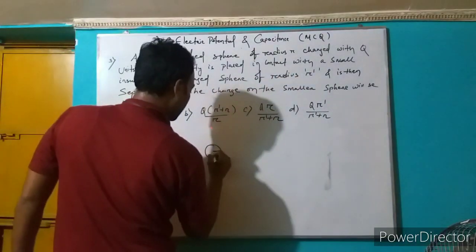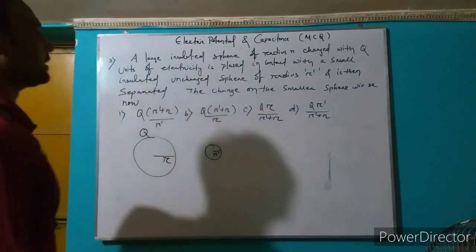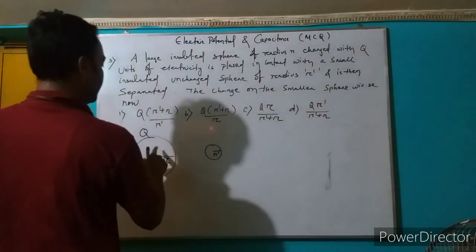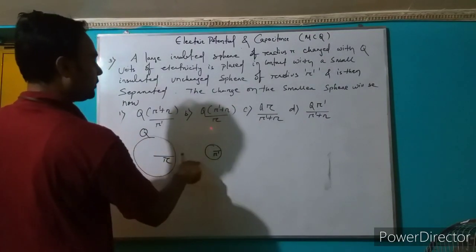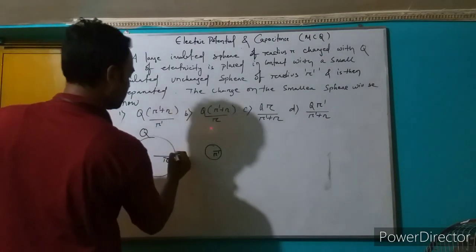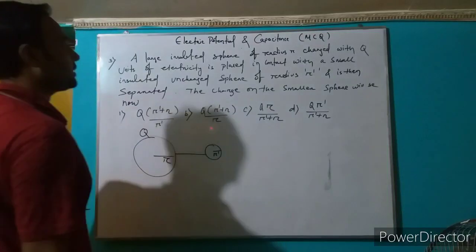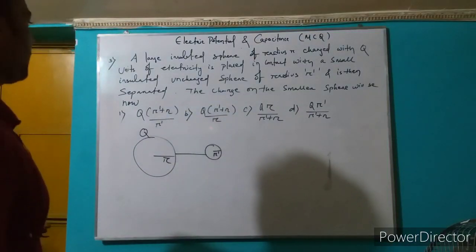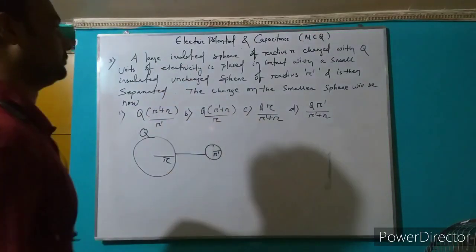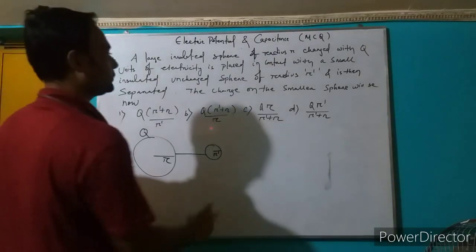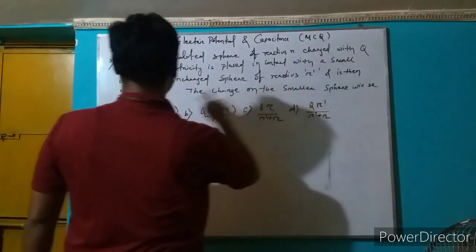Whose radius is r prime. That bigger sphere is in contact with the uncharged sphere, providing electricity, and is then separated.